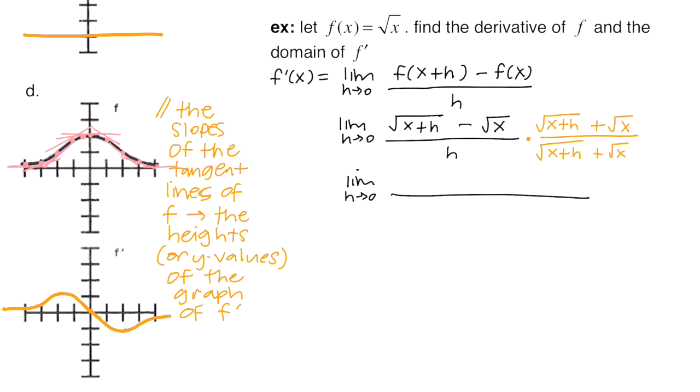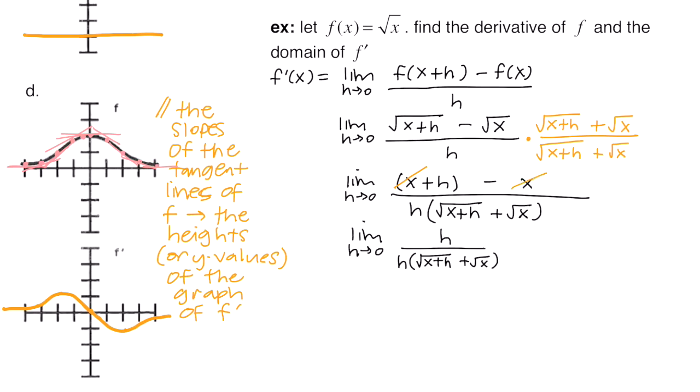So we FOIL out the numerator. We get square root of x plus h times itself, which is just going to be x plus h. When we multiply outer and inner, they're exact opposites, so they're going to cancel out. And then negative root x times positive root x makes just negative x. And like I said, in the denominator, we're just writing it as a product. This is great. In the numerator, these x's cancel. So now we have h's on top and bottom that can also cancel.